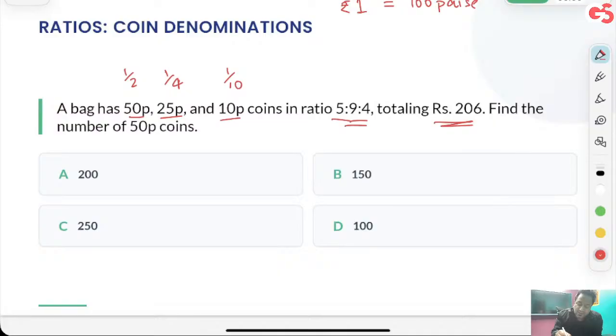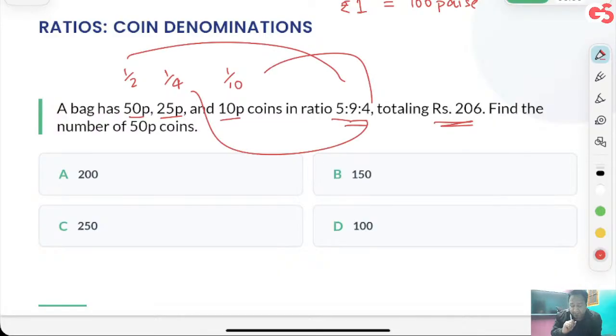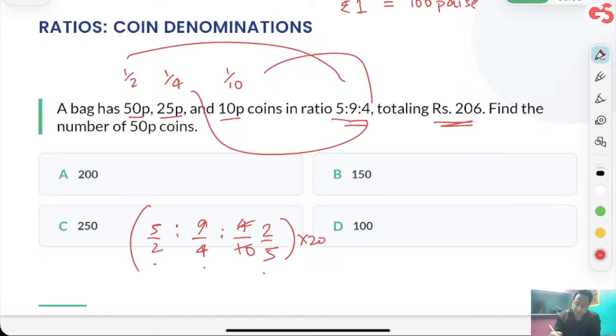I have to multiply these together. This is what we call compound ratios, when two ratios are multiplied. So 5 into 1/2 is to 9 into 1/4 is to 4 into 1/10, which is 2 by 5. Now ratios are never in this format. We need it in the simple format. So multiply by 20, the LCM of 2, 4 and 5. So you will get what?